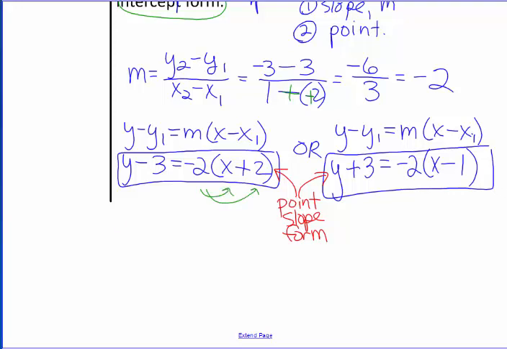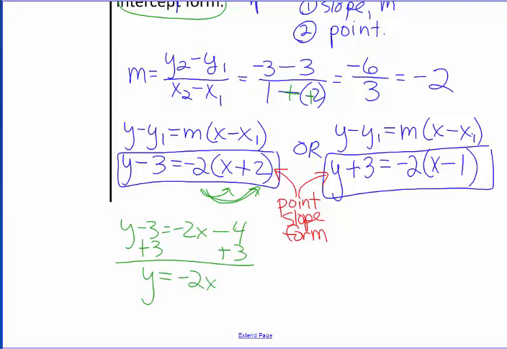Okay, so we'll distribute. Y minus 3 equals negative 2x minus 4. Negative 2 times 2 gives me the minus 4. Add 3 to both sides. We get y equals negative 2x minus 1. So that format is slope-intercept form.